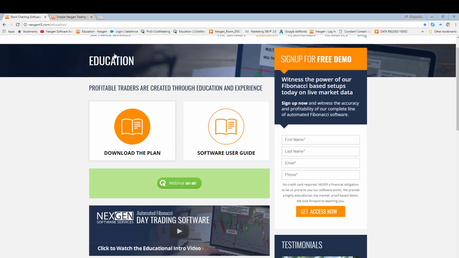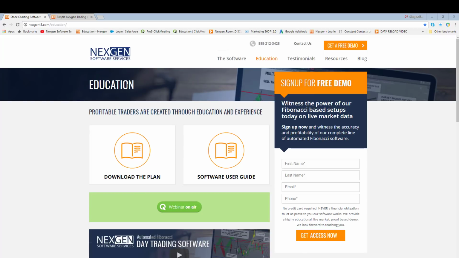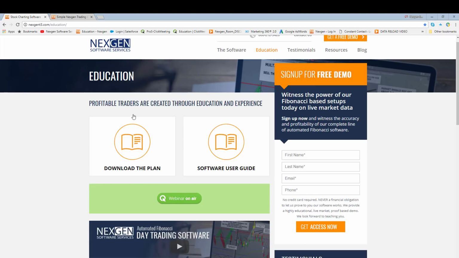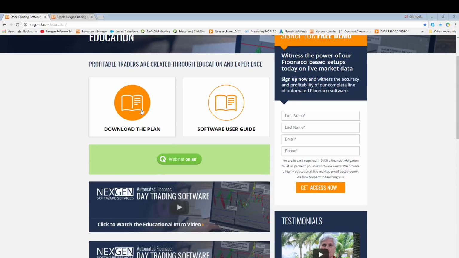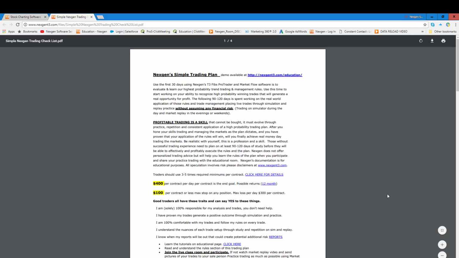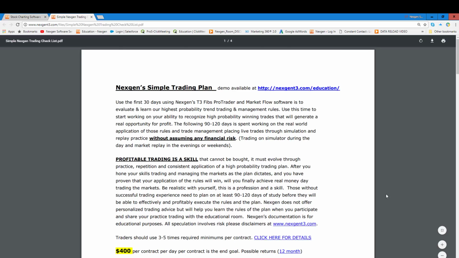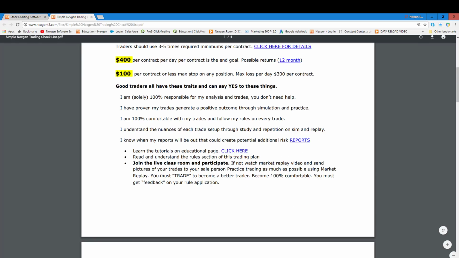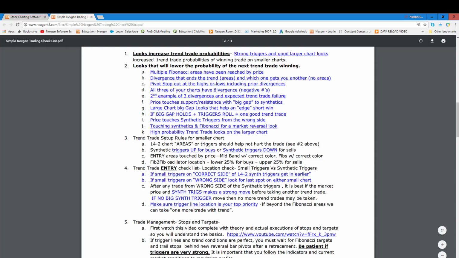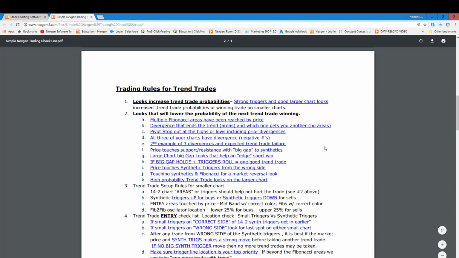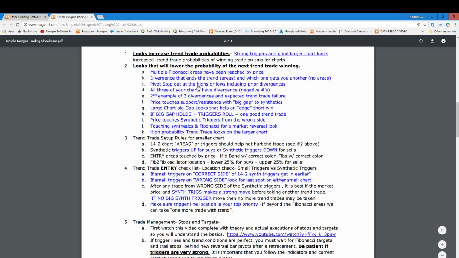Two things. Number one, get to the education page. From the education page, you're going to be able to open and read and learn our trading plan. And without going through it too quick, we give you everything that you need. All the rules for trading against the trend and with the trend. When high probability trades will happen and when low probability trades will happen.